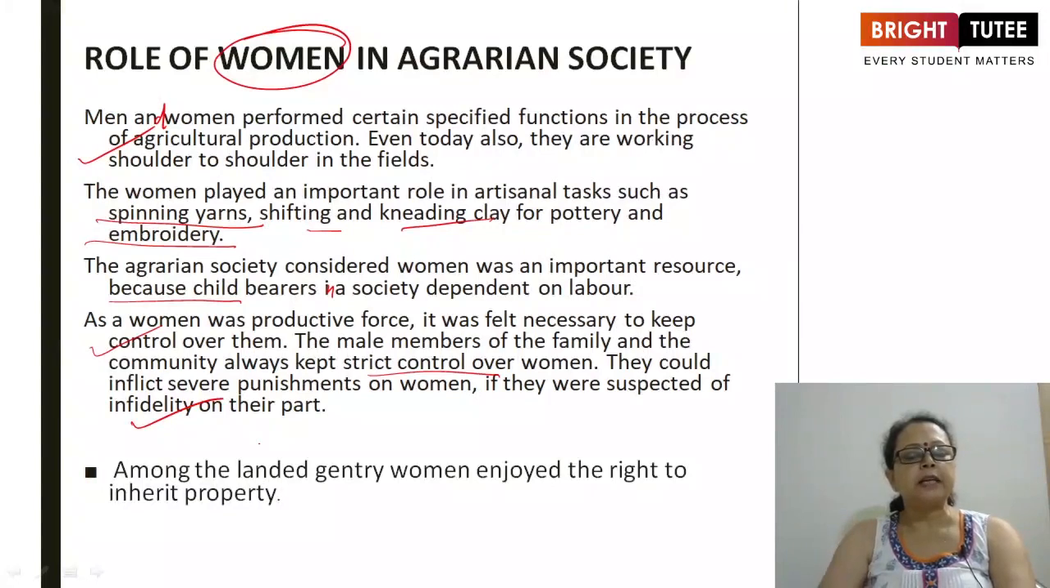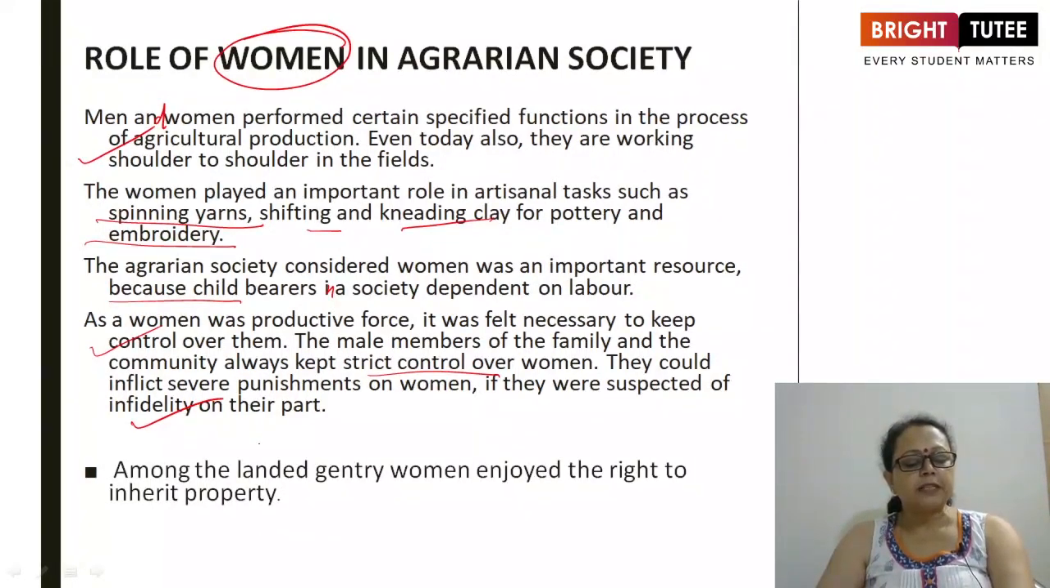These are the exceptions: caste-specific groups, certain regions, certain states where they gave different facilities and priorities to women. But mostly, women in rural India were not getting a very respected position.